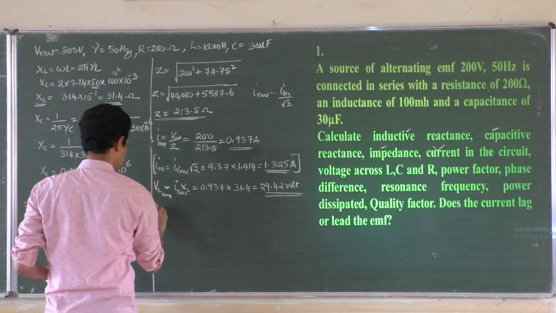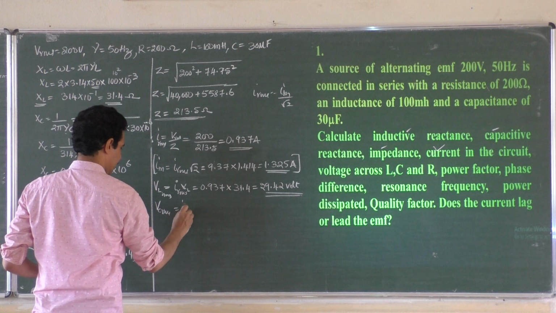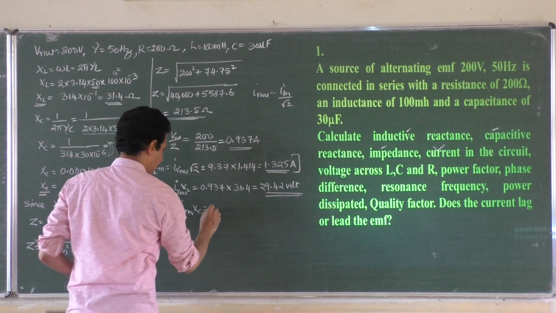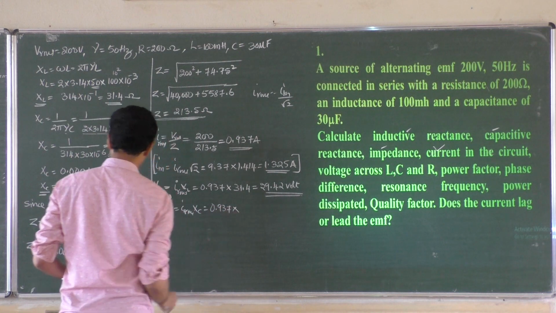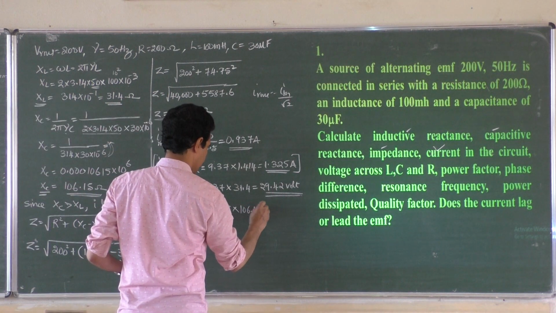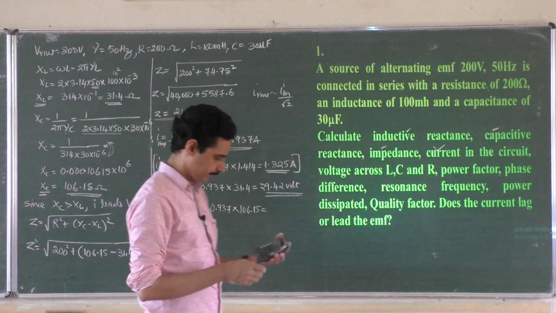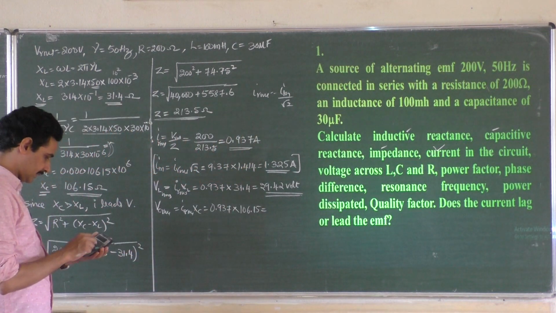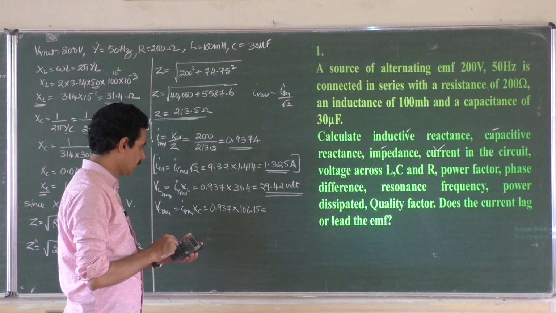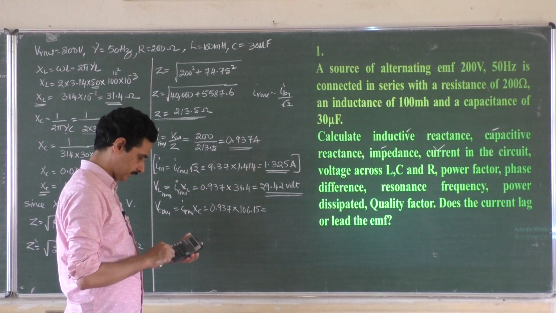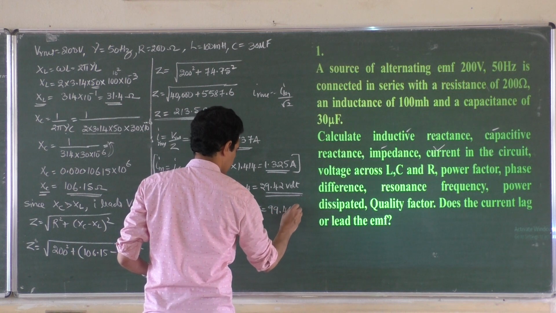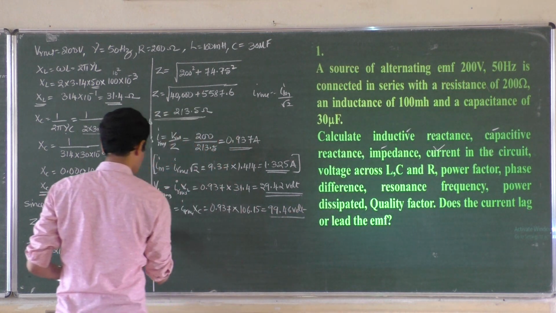This one. What is VC RMS? IRMS into the capacitive reactance, 0.937 into capacitive reactance, which is 106.15. So what is the answer? 0.937 into 106.15 is 99.46 volt. And what is the voltage across R?